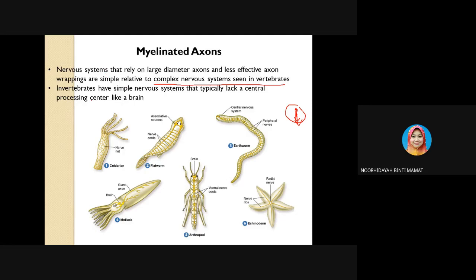Invertebrates have simple nervous systems that typically lack a central processing organ like a brain. For example, all of these invertebrates lack a CNS. Molluscs have a small brain, but cnidarians and flatworms don't have a brain. Even though they have a very simple nervous system, it functions like the complex nervous system we see in vertebrates.